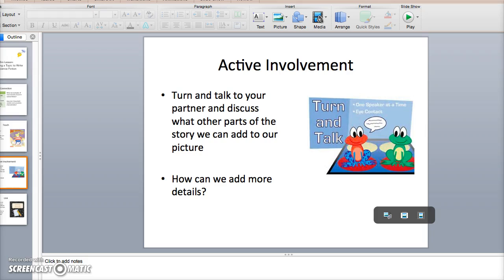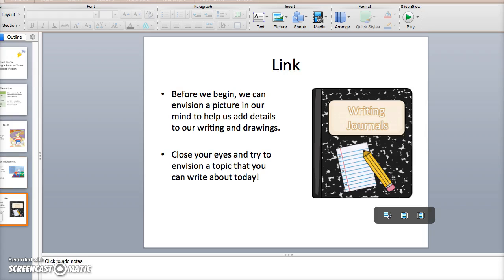So we started our drawing and now we need to add details and put more pictures in our drawing. All right, so before we begin, we can start by envisioning a picture in our mind to help us add details to our writing and drawings. So, before you start writing, we always need to get a picture in our mind and think about a topic that we can write about.